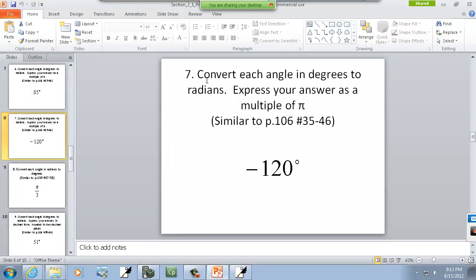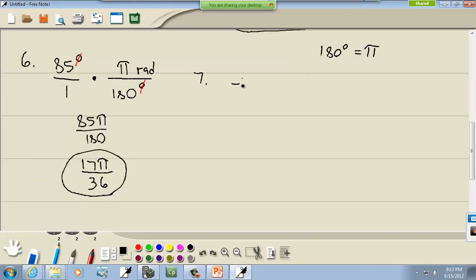Okay, so let's look at this one. Convert each angle in degrees to radians. So we got negative 120 degrees. And again, I'm going to use dimensional analysis, so I'll put that over 1. And if degrees is up here, then degrees has to be down here. And this is the best relationship we have. You could use 360 degrees equals 2 pi, but that gives you extra work you don't need to do. And again, this is pi radians up here. I won't actually put radians because, like I say, you don't need them.